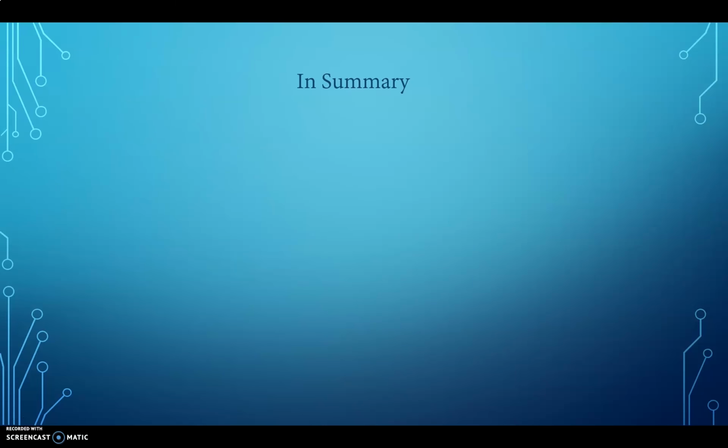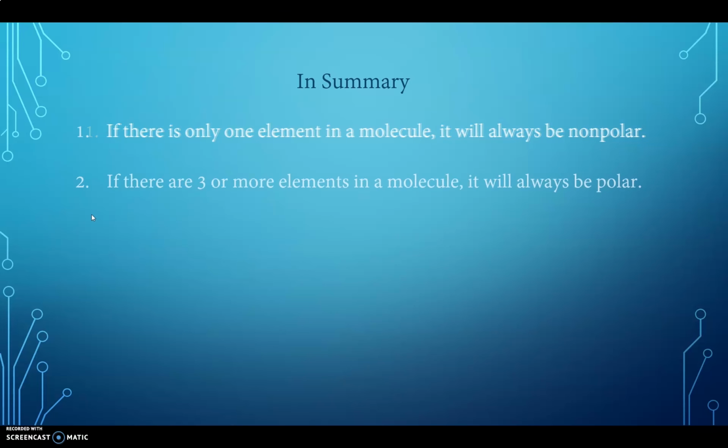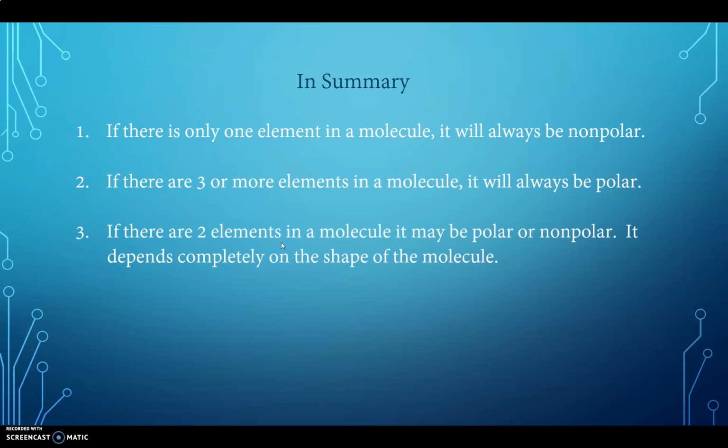So let's summarize briefly the material we just finished covering. First of all, if there's only one element in a molecule, then that molecule will always be nonpolar. So those are the easy ones. Similarly straightforward, if there are three or more elements in a molecule, it will always be polar. So really the only ones that we have to give a lot of thought to are molecules that contain exactly two different types of elements. If there are two elements in a molecule, it can go either way. It might be polar, it might be nonpolar. As we saw a few minutes ago, it depends on the shape of the molecule.